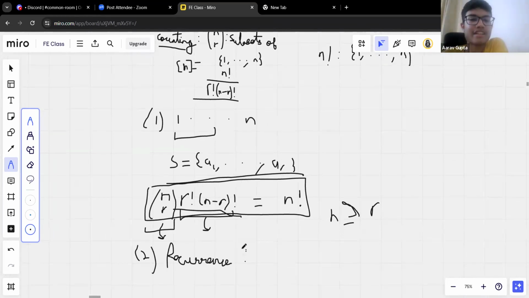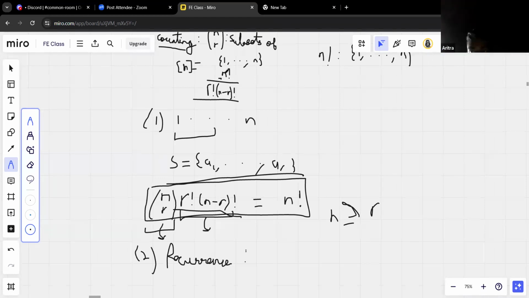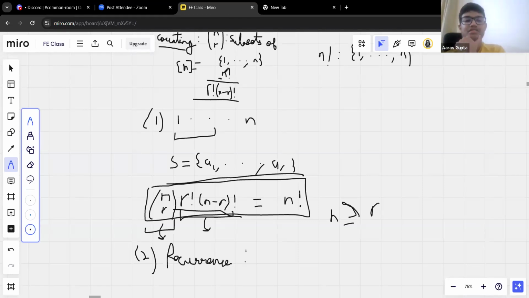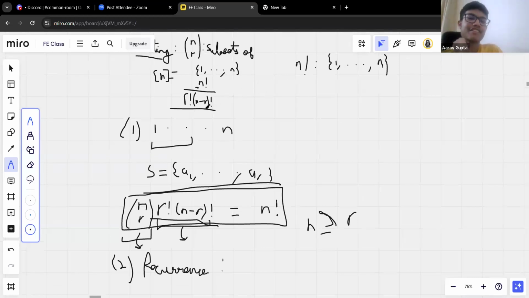So the question is, the recurrence proof is just induction. Yeah, recurrence is basically induction only. So for r equal to 0, this n choose r will become n factorial upon 0 factorial into n minus 0 factorial. Oh yeah, I should have also said 0 factorial is 1, because it is not very clear with this notation.